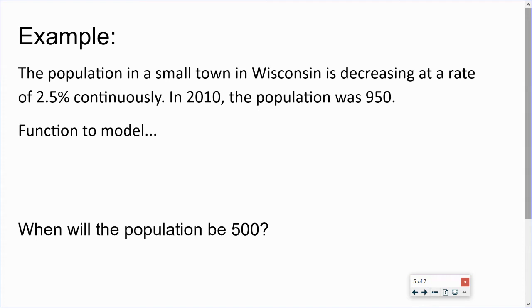Word problem here. Population in a small town in Wisconsin is decreasing at a rate of 4% continuously. That's an important word here. In 2010, the population was 950. Find the model. Well, okay, model the situation. So let's see here. Population of that town is equal to... This says that it is continuously. So this is the PERT formula.